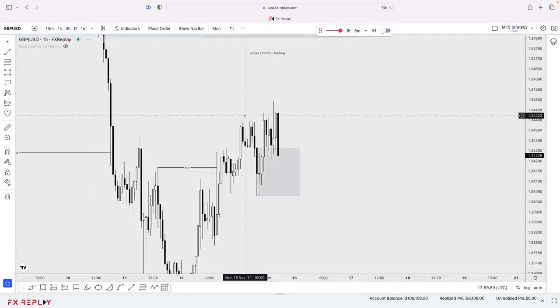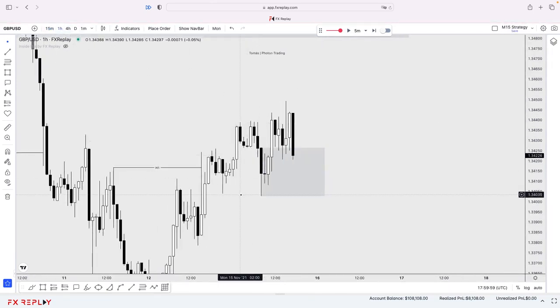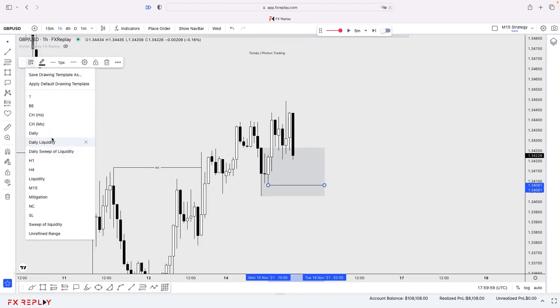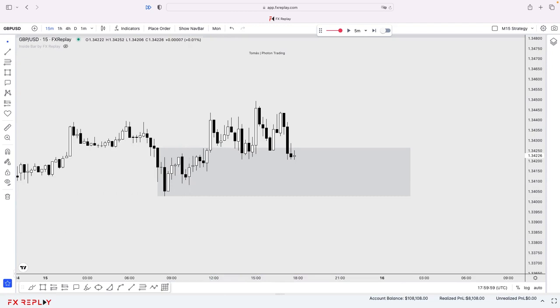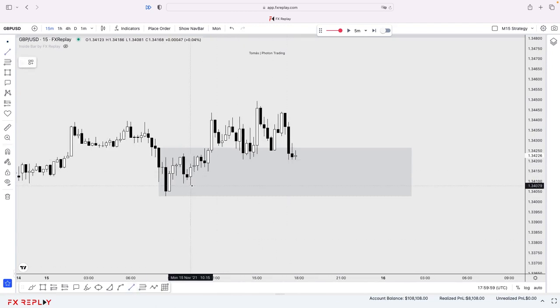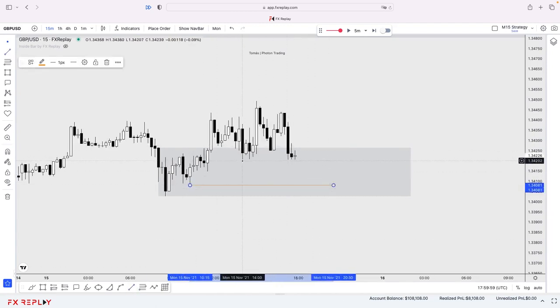Let me see, H1. I have this H1 lead. I have a push down, push up. If it's not H1 lead for you, we have definitely M15. This M15. We even have this one.